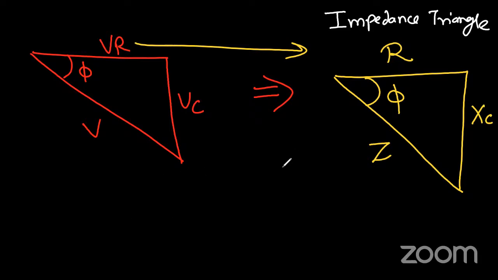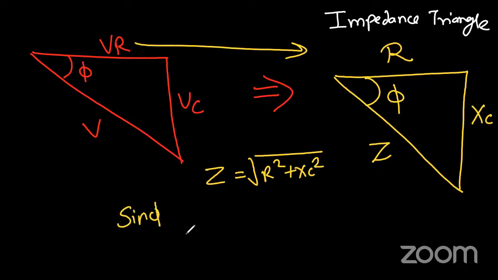So what are the values from this triangle? Pythagoras theorem use किया तो Z is equal to square root of R square plus XC square. So it's a hypotenuse, no? Hypotenuse is square root of adjacent square plus opposite square. And then what is sin phi?